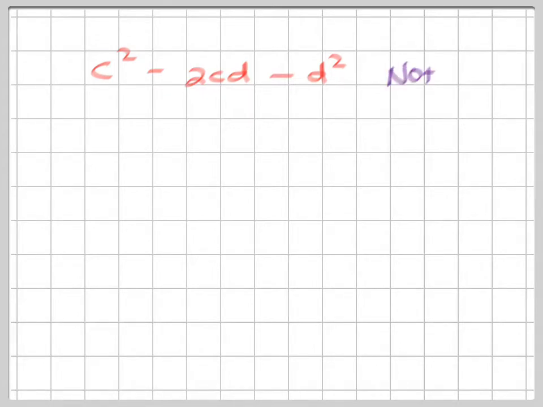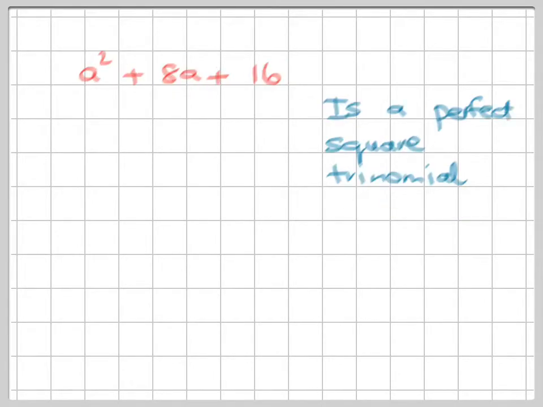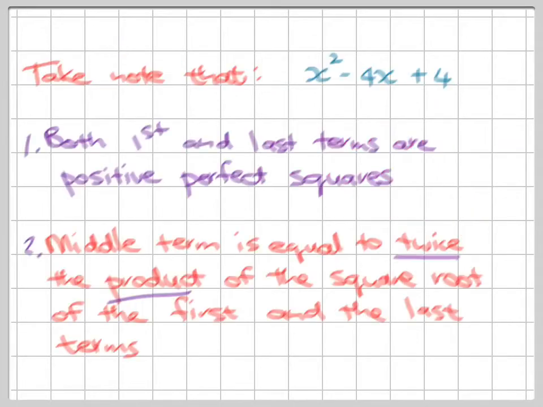Right, so you've got the idea now how to use these rules to see if it's a perfect square trinomial. Let's just look at them again. Both the first and the last terms are positive perfect squares, so they've got to be a plus and a plus. And then the middle term, we use what we've just done, where that is twice the product of the square root of the first and the last terms. And that's another way of factorizing. So we'll look at some more factorizing tomorrow.